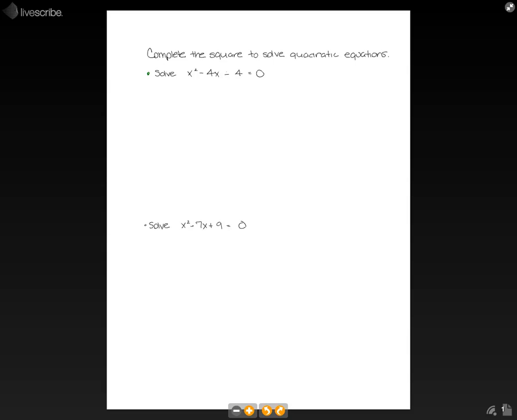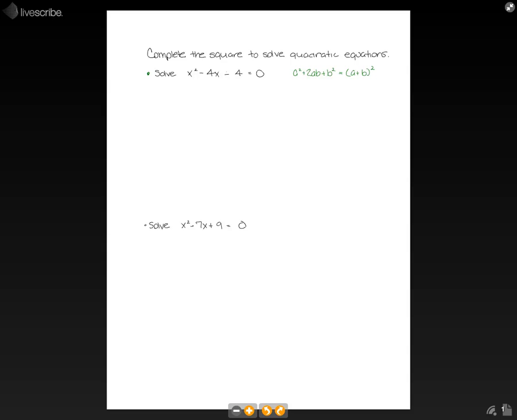So instead we use the technique called completing the square, which is based on making the quadratic into a perfect square trinomial, which, if you remember, is of the form a squared plus 2ab plus b squared equals quantity a plus b quantity squared.